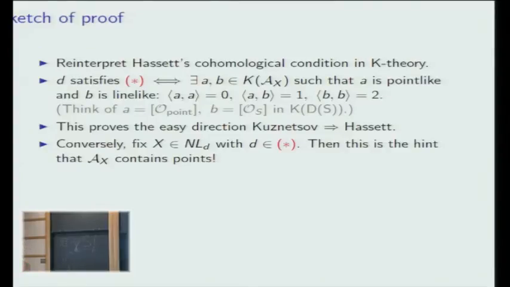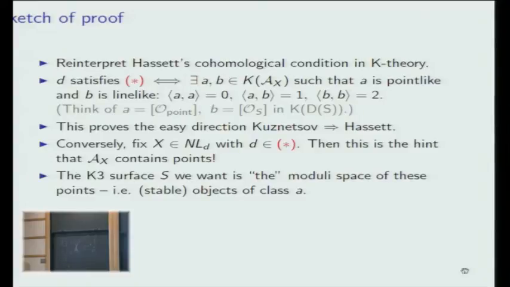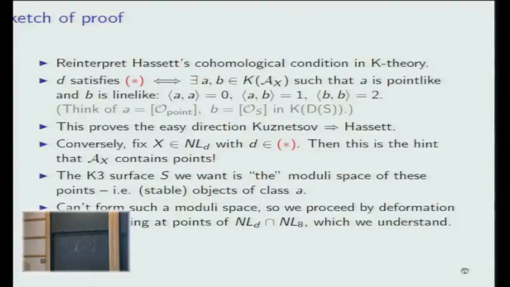All right, so that's the idea, but of course we don't know how to form moduli of objects in general. So what we do instead is we proceed by deformation theory. So we start with points we understand. So instead of starting with an arbitrary point of NLD, we start with a point in the intersection of NLD with this NL8, where we have Kuznetsov's result and we can really understand everything, and then we'll deform.